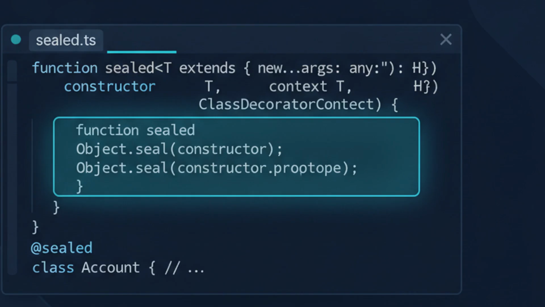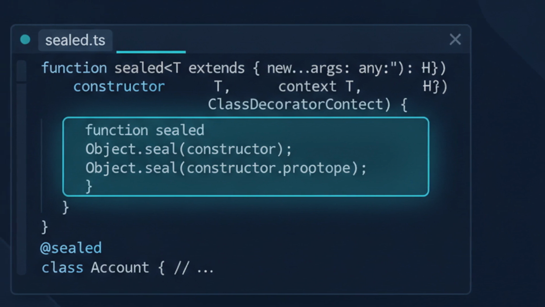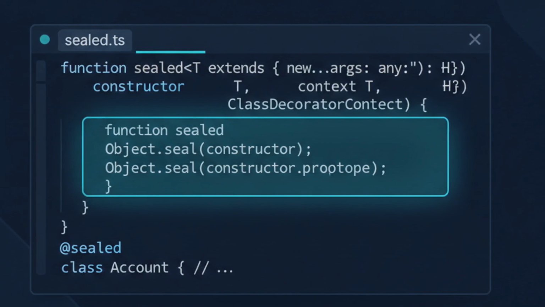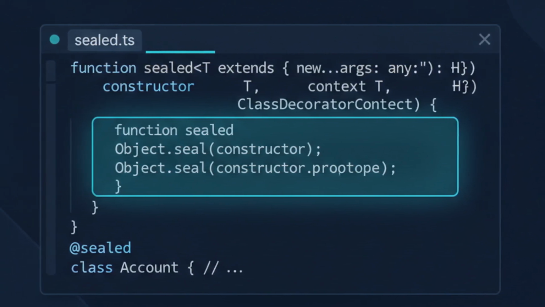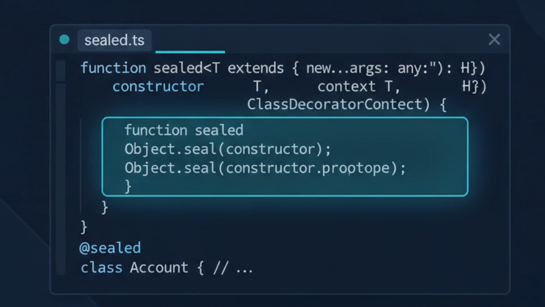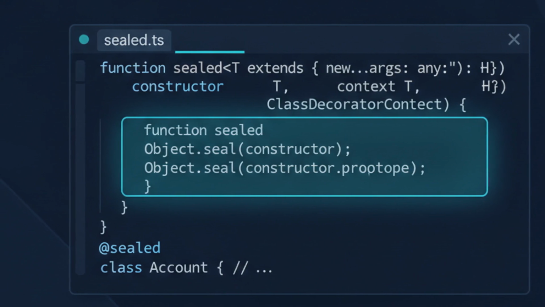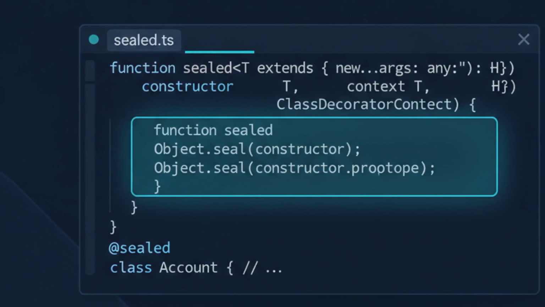Let's write a real class decorator. A class decorator receives the class constructor as its value and a ClassDecoratorContext. You can return a new class to replace the original or return nothing to leave it untouched. Here, we seal the class so no new properties can ever be added to instances. Notice we return undefined, meaning we keep the original class but apply a side effect.